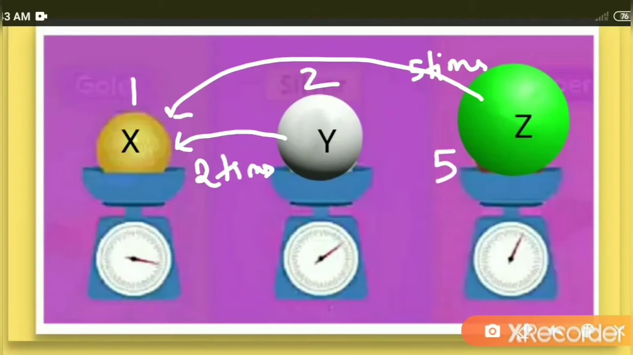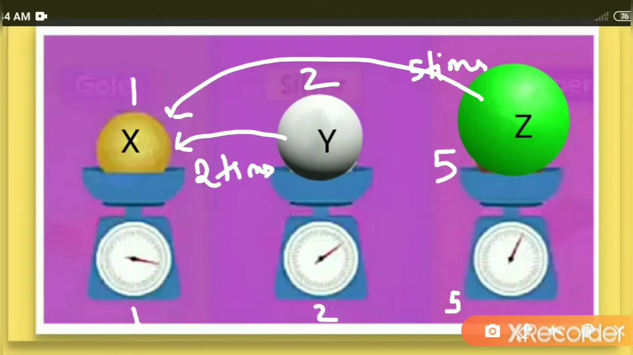That means here the mass of X is represented as 1, this is 2, this is 5. Here 1, 2, 5 are not the actual masses. These are the relative masses. That means the masses of Y and Z are related to the mass of X. As the mass of Y is 2 times the mass of X, the relative mass of Y is taken as 2. Similarly, the mass of Z is found to be 5 times the mass of X. Therefore, the relative mass of Z is taken as 5.